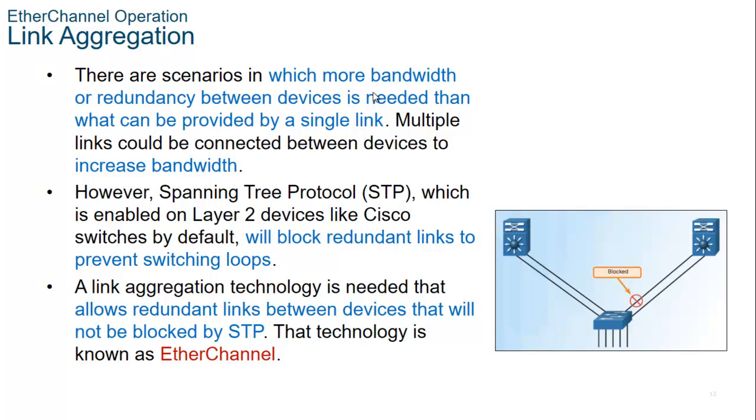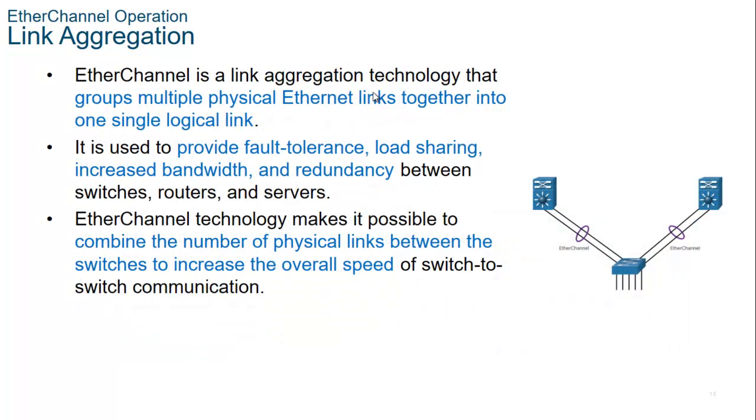So in a nutshell, what EtherChannel is doing is basically telling STP to look at these different links as one rather than many. How does it do that? EtherChannel is a link aggregation technology that groups multiple physical Ethernet links together into one single logical link. It is used to provide fault tolerance, load sharing, increased bandwidth, and redundancy between switches, routers, and servers.